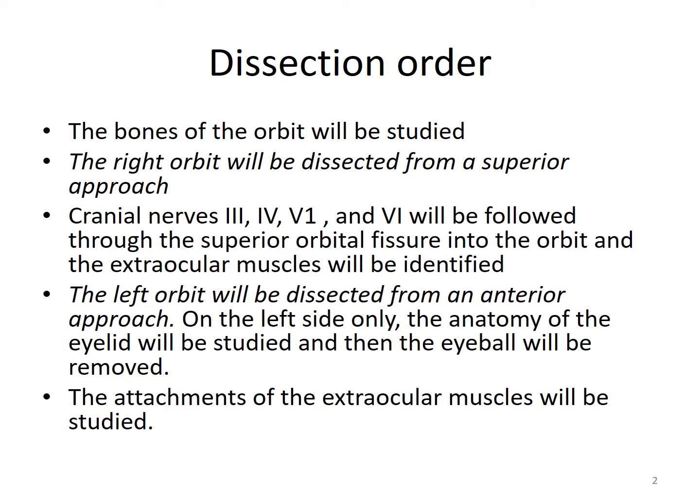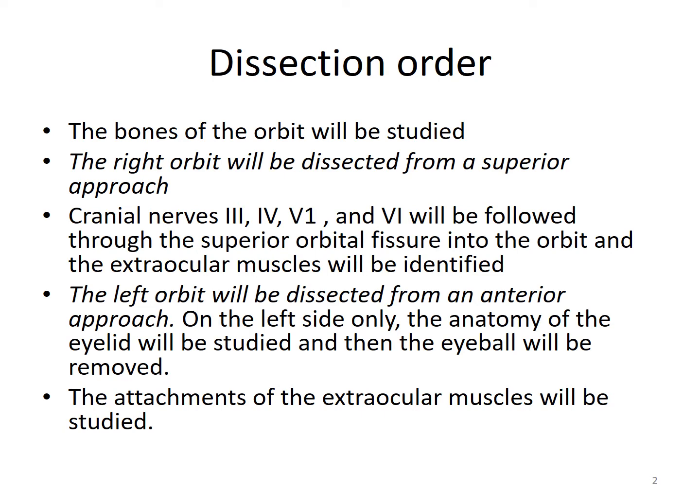We're going to study cranial nerves 3, 4, V1, and 6. Okay? We're going to follow them through the superior orbital fissure into the orbit, and the extraocular muscles will then be identified. Really try hard to identify all those muscles. Okay? They are small. The orbit is challenging, but is also very rewarding. It has a lot of really cool stuff in it.